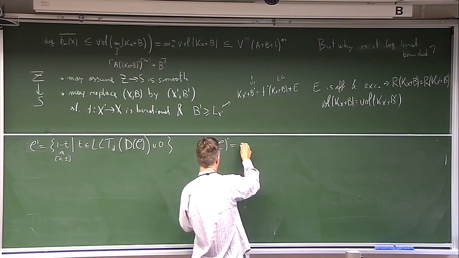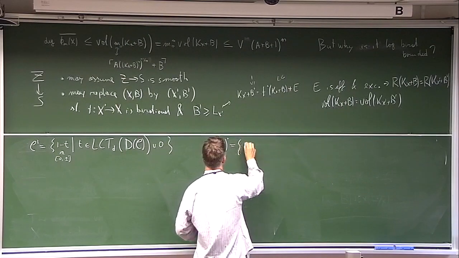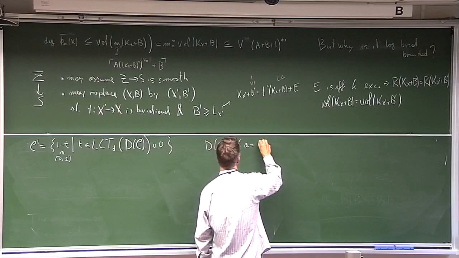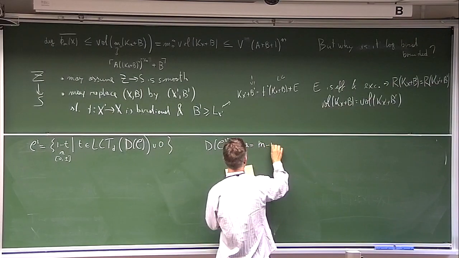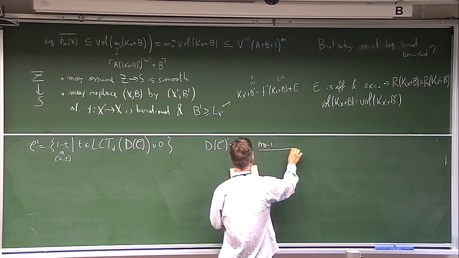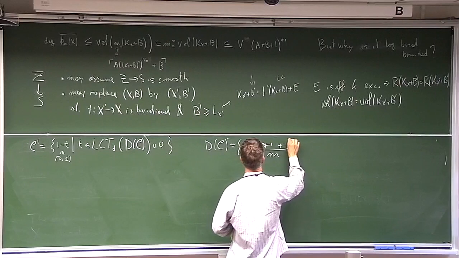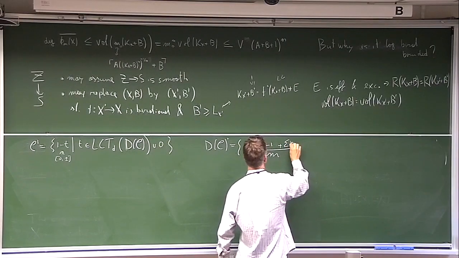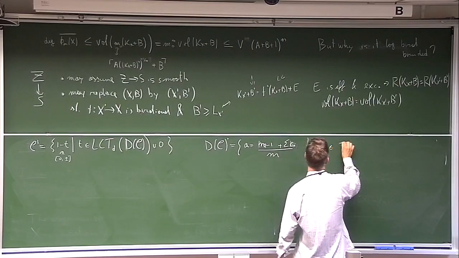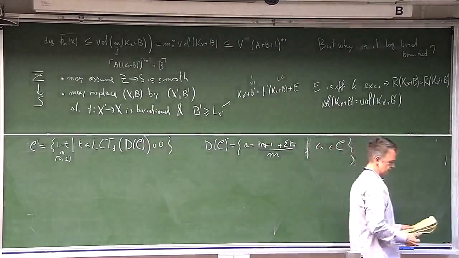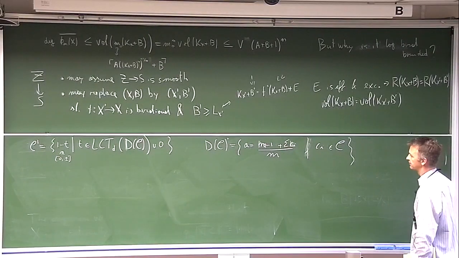where this derived set of C is everything of the form A is of the form 1, let's say n minus 1, or m minus 1 over m plus sum of ci, where ci's are in C. Okay, so this is a horrible mouthful, but where is this coming from?